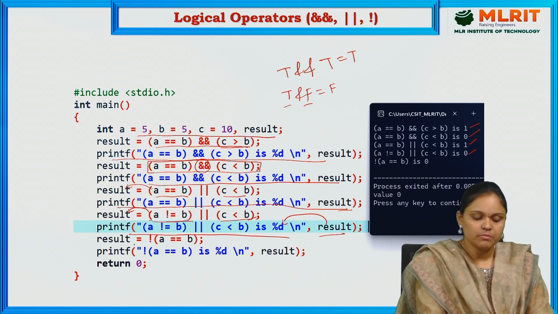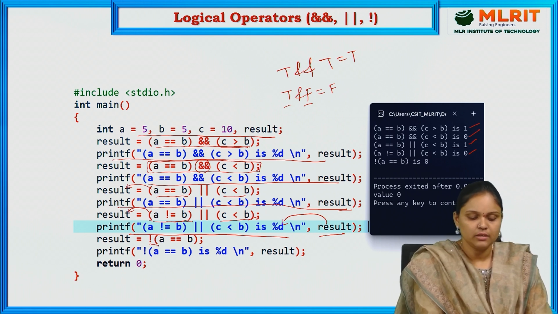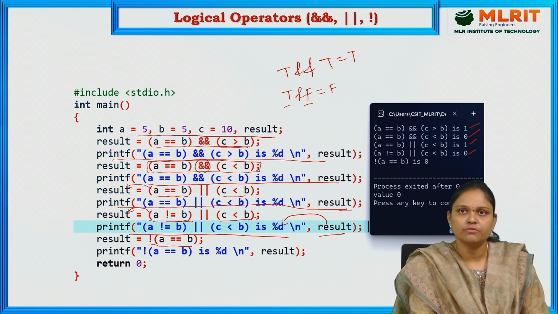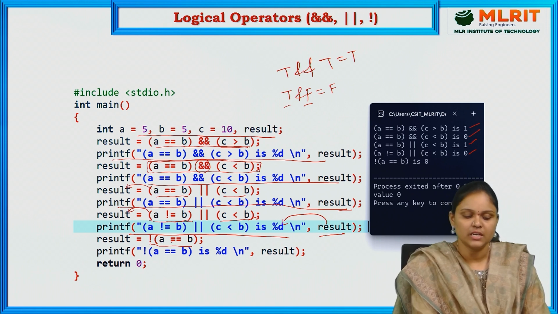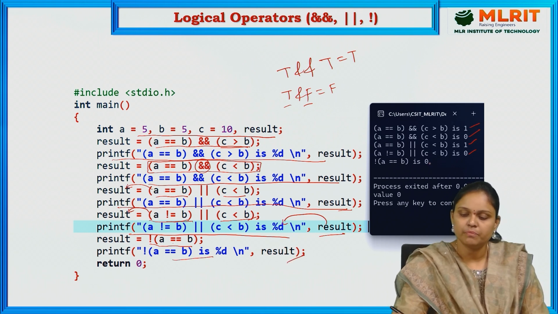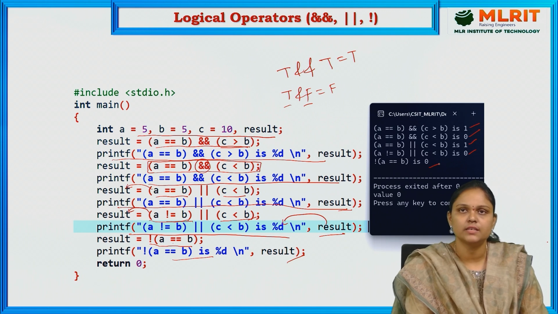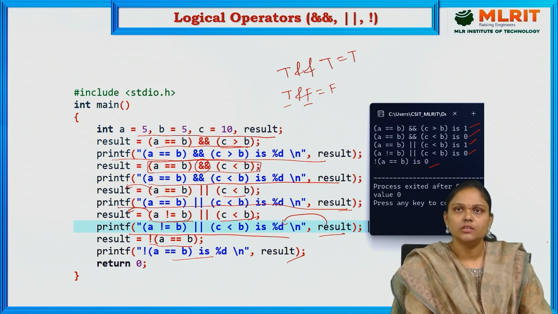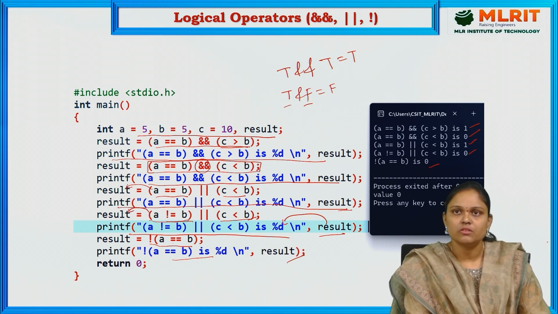And in the next statement, to this result variable, what are we assigning? A double equals to B. So 5 double equals to 5, yes, it is true. But we are making the condition false by using this not operator. By using this printf statement, we are printing the result. So the true will become false here, so we are getting the result as 0. So these are the logical operators: logical AND, logical OR and logical NOT.